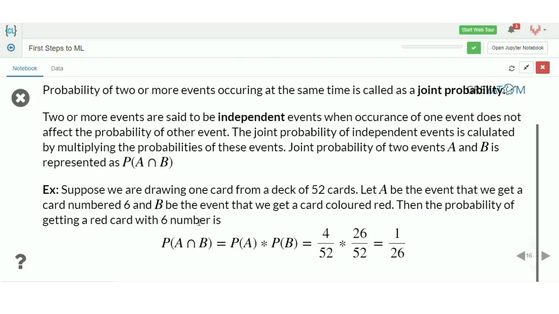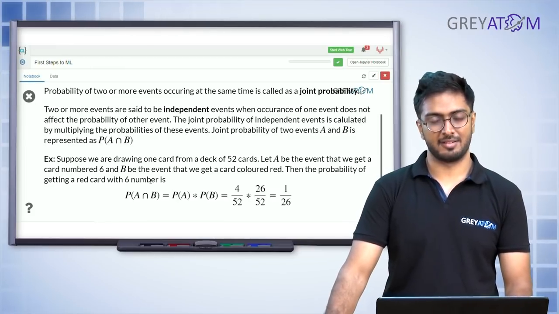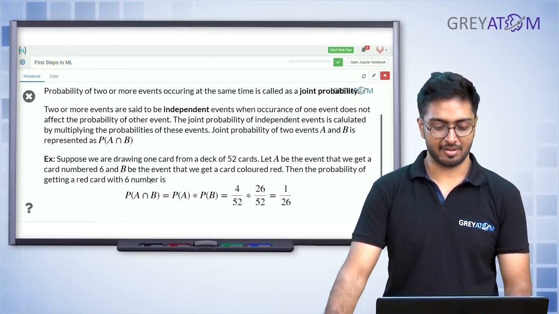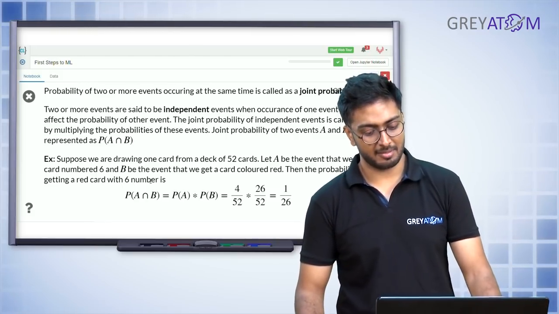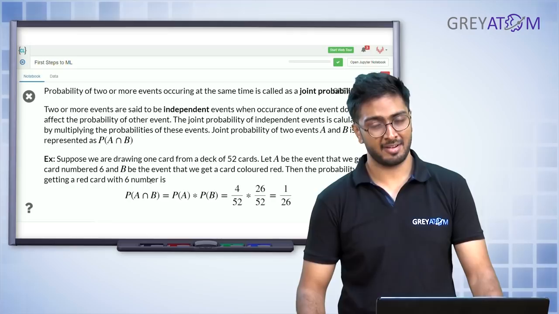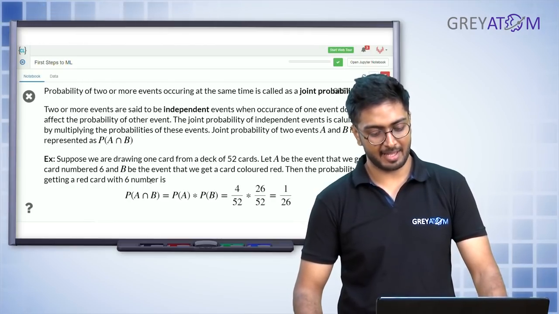Suppose we are drawing one card from a deck of 52 cards. Now let A be the event that we get a card numbered 6 and B be the event that we get a card colored red, right? So we are basically talking about the red. When we are talking about probability of A intersection B, we are basically talking about the card number which is 6 as well as red, right? So what is the probability of that particular thing happening?